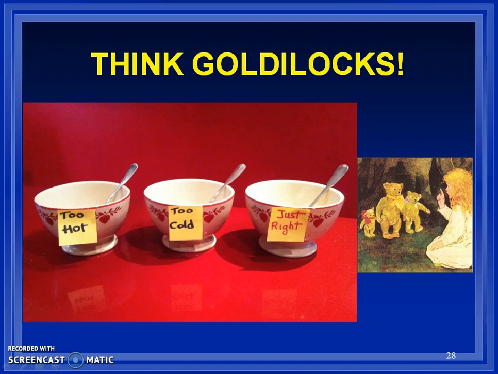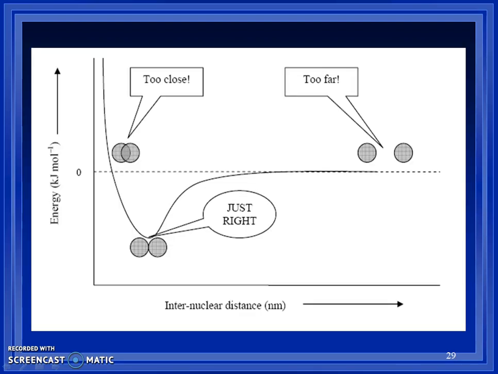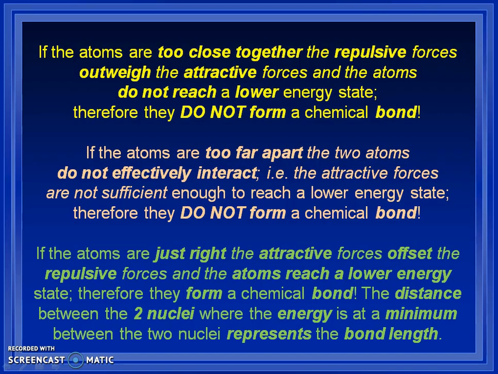So just like Goldilocks and the three bears, she had 3 different porridges to taste. One porridge was too hot, one porridge was too cold, and one porridge was just right, just like those atoms forming that bond. Some of those atoms are going to be too far away, some are too close together, but at some point, that's the lowest amount of energy, a perfect bond distance and the perfect amount of energy to make that bond. So again, pause and read this information. Make sure you're understanding it.